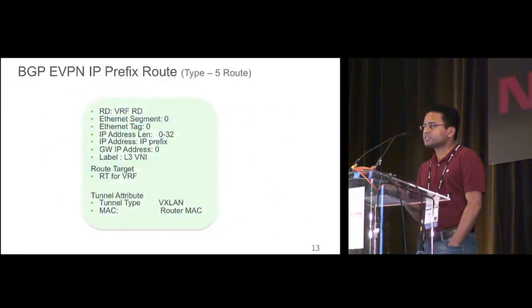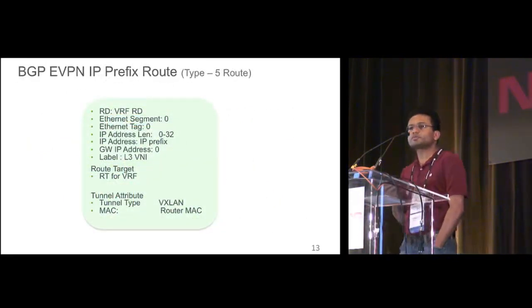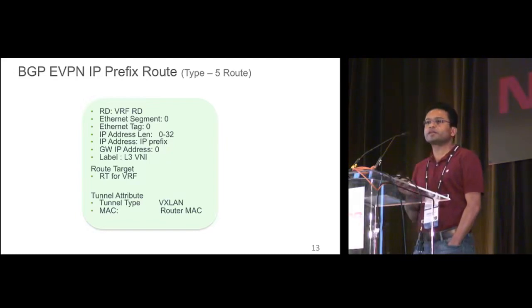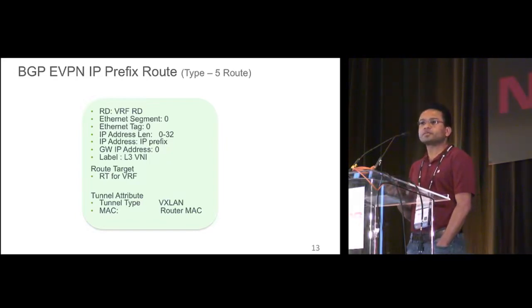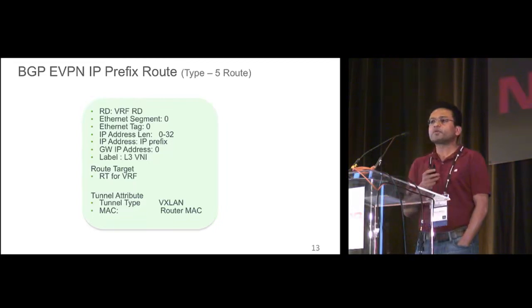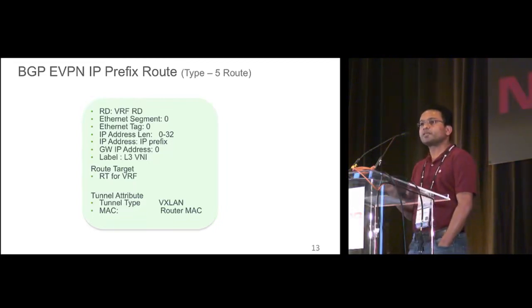Now going down to this type 5. So this route is specifically required in the data center. It was not present in the earlier draft. It is currently not in the earlier RFC, but it is in the latest draft. So with type 5, we have layer 2 extensions. Basically, this is a pure L3 connectivity.